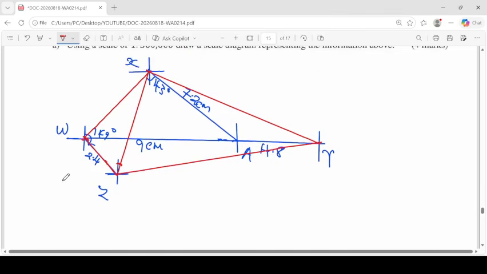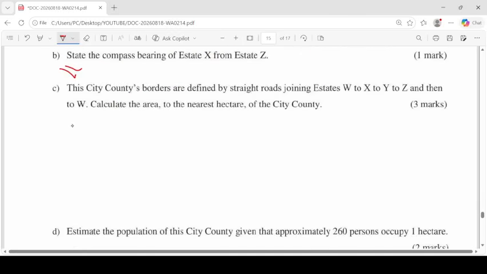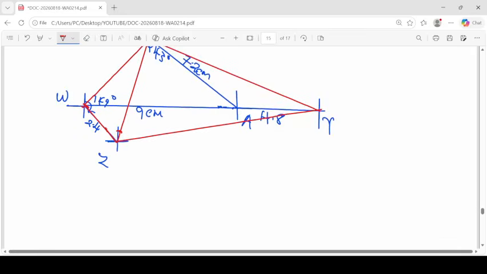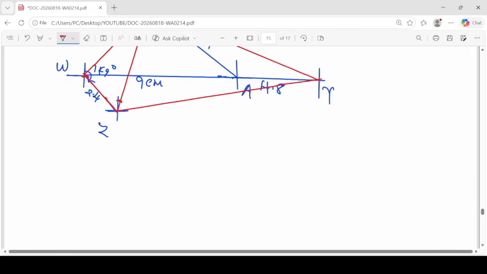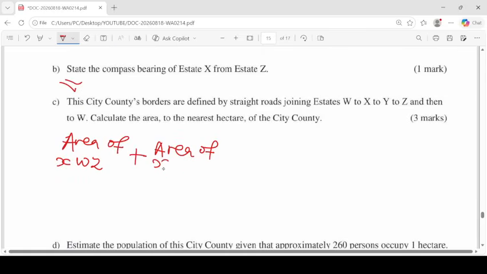Here I'll take the area of xwz. So in this case, I'll have to take the area of xwz plus the area of xyz. So the two areas, now you change to hectares and get it.